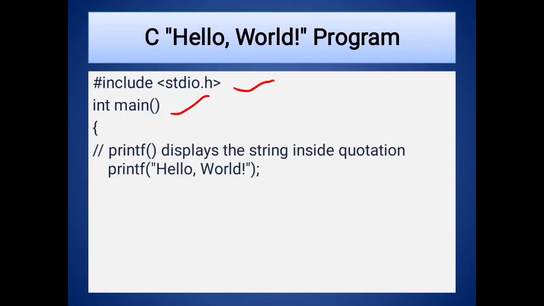So how will it be displayed? This is a comment section. The double slash represents a comment, which is for the user's understanding, explaining what the next line does. The printf function displays the string inside the quotation marks. Here inside the quotation marks we have Hello World, and this Hello World is displayed on the console screen.